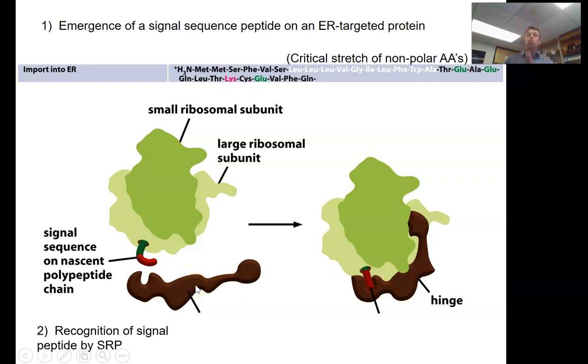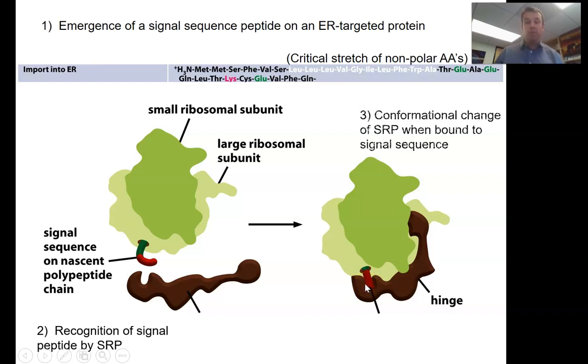This is one of those post-translational regulation mechanisms. So when it's bound to the signal peptide, that causes the conformational change, and now it pauses the ribosome so the ribosome doesn't continue making that protein until it gets to the ER.